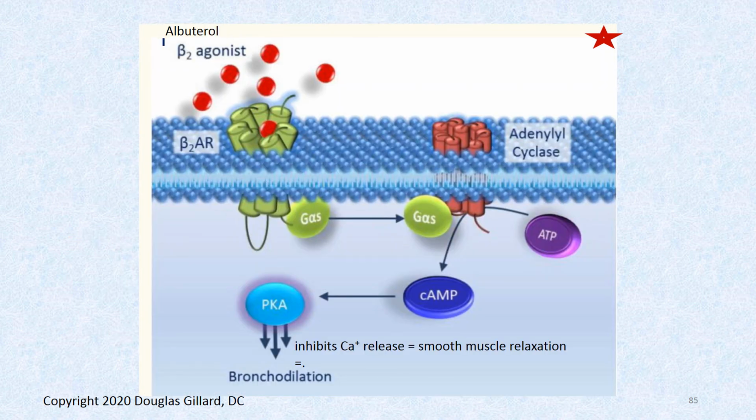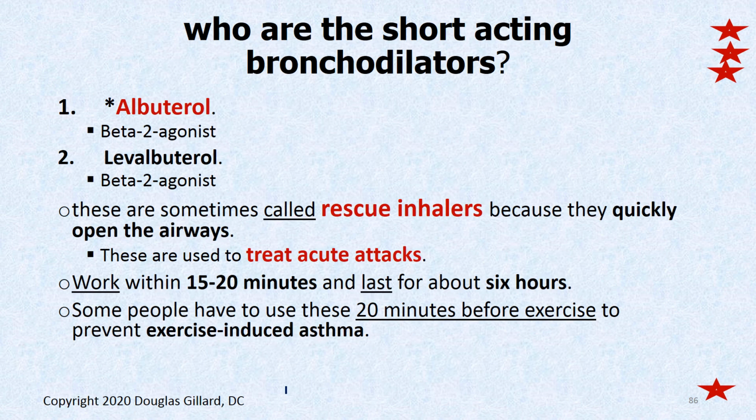Albuterol is the classic beta-2 agonist, and it binds through this reaction and stimulates the release of cyclic AMP. We talked about this with Viagra, right? It stimulates PKA. PKA inhibits the release of calcium from the endoplasmic reticulum, and you get smooth muscle relaxation, which equals bronchial dilation.